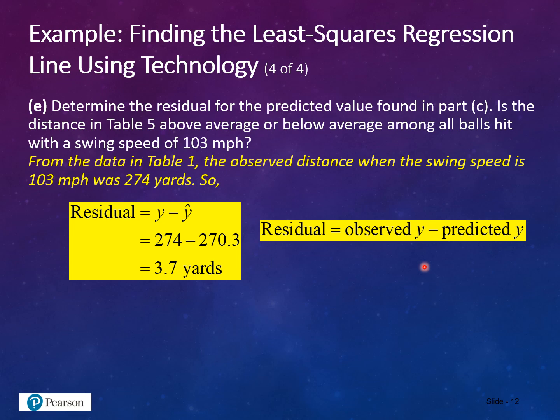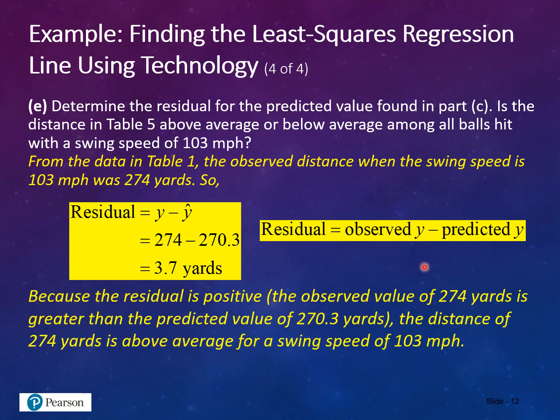So we get a residual of 3.7 yards. Because this number is positive, this means it is above average. And you can see that here. It's above average. It's above the mean that's predicted. Okay?